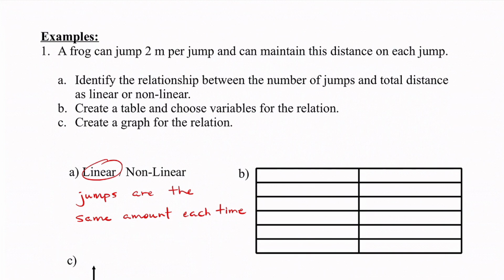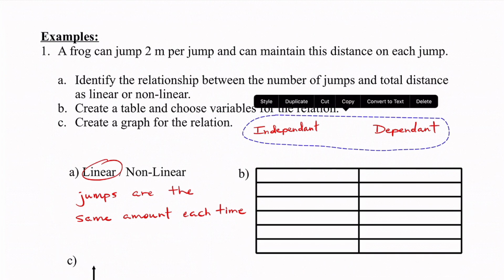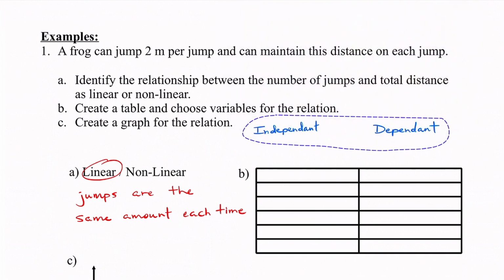Now in part B, it says create a table of values and choose variables for the relation. So remember, on the left, this is going to be our independent variable. And then on the right is going to be our dependent. And I'm going to go ahead and just change everything in this question. I'm going to change all my colors to be blue. So we needed to choose our variables.